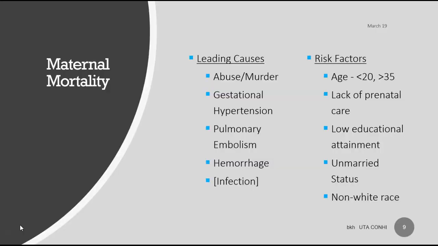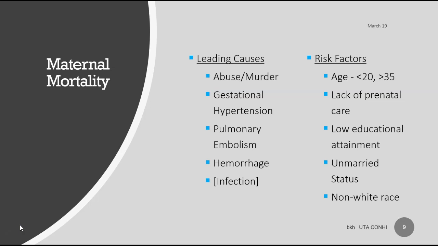So what are some of the leading causes of maternal mortality? What is causing our moms to die within the childbearing year? Now, according to the CDC, the number one cause of death of our pregnant women is abuse and murder. When you look at OB-specific related issues, abuse and murder sometimes is not in that list.